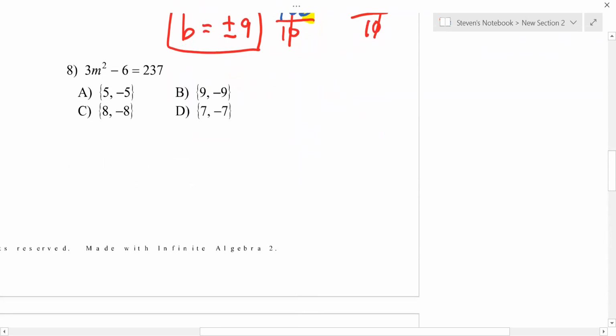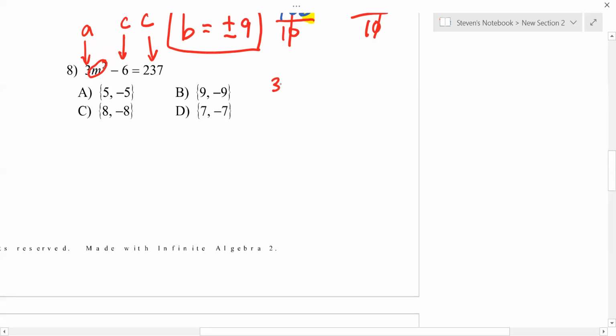All right, let's do this one, number 8. Same thing. We want to get m squared to be by itself. We're missing a b term, okay? That's an a term, that's a c term, and that's a c term. So there's no b term. Whenever there's no b term, you can solve by square roots. Just get the m squared by itself, right?